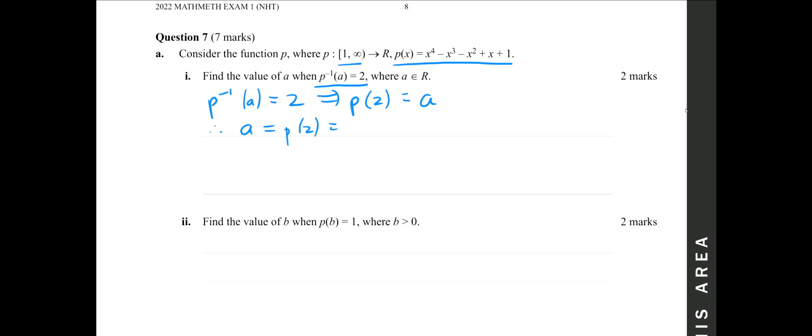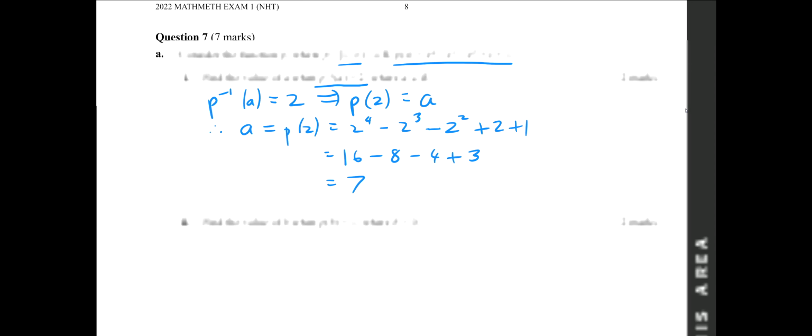into p of x. So that's 2 to the 4 minus 2 cubed minus 2 squared plus 2 plus 1. 2 to the 4 is 16, minus 2 cubed is 8, minus 2 squared is 4, plus 2 plus 1 is 3. 16 minus 8 is 8, 8 minus 4 is 4, 4 plus 3 is 7. There we go. So the value of a is 7.